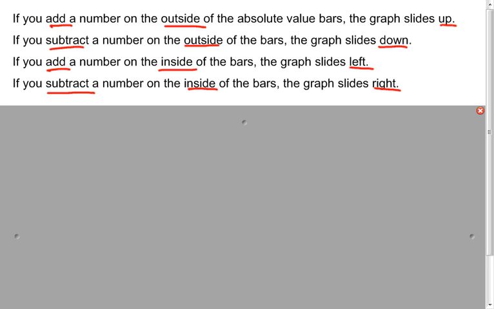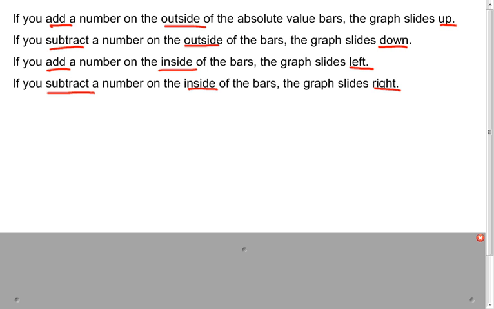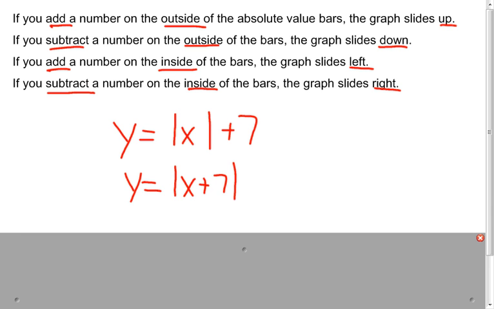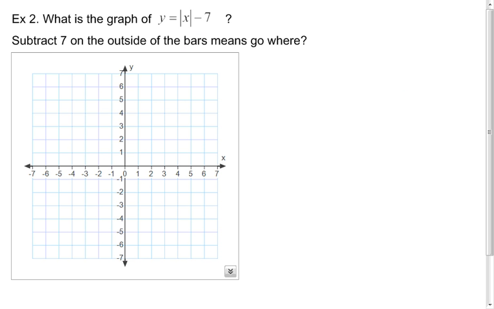So what do I mean by inside and outside? Adding a number on the outside of the bars, so you're going to have absolute value of x, and we're going to add something to the outside of the bars. That's what that would be like. If I added something to the inside of the bars, it would look like that. That's the difference between outside and inside. Hopefully you know the difference between add and subtract. Those are all the notes. That's everything you need to know. Everything else in this section is just example problems, different things that we can do with it.